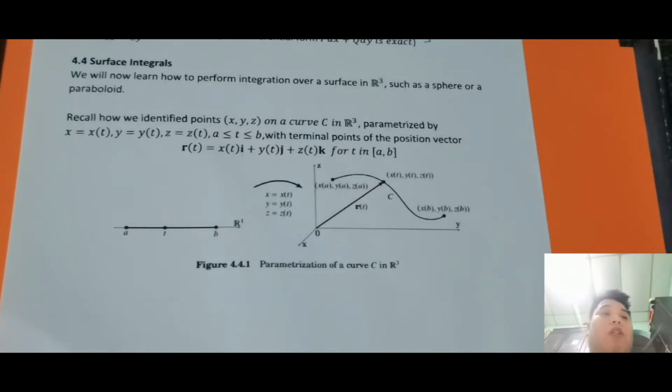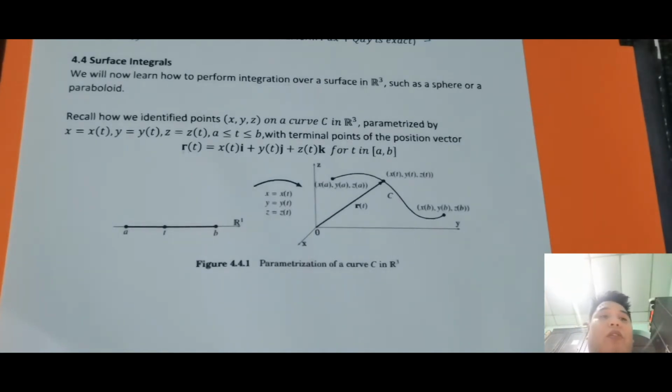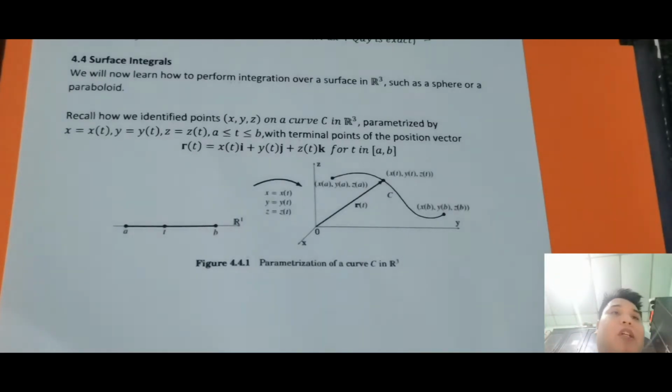So now this time, what if sa surface naman tayo kumukuha? Okay, so now we will learn how to perform integration over a surface in R3. So again, a surface in R3 such as a sphere or a paraboloid. Kung napansin nyo dati, nag-integrate tayo over dito sa part ng circle na to, over sa part ng square na to, over sa part ng curve na to, ganun natin ginagawa. Ngayon hindi. What if surface siya? Such as sphere and paraboloid, ellipsoid, yung mga ganun.